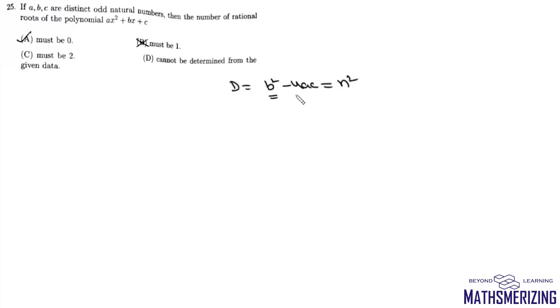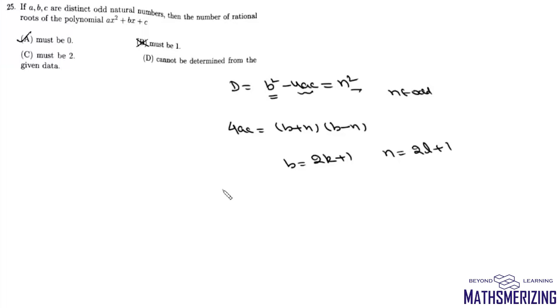Now this b is odd and 4ac is even, so that means this n is an odd number. We can write 4ac as (b plus n)(b minus n). Now let us say b is 2k plus 1 and n is 2l plus 1. Then b plus n will be 2k plus 2l plus 2, and b minus n will be 2k minus 2l.